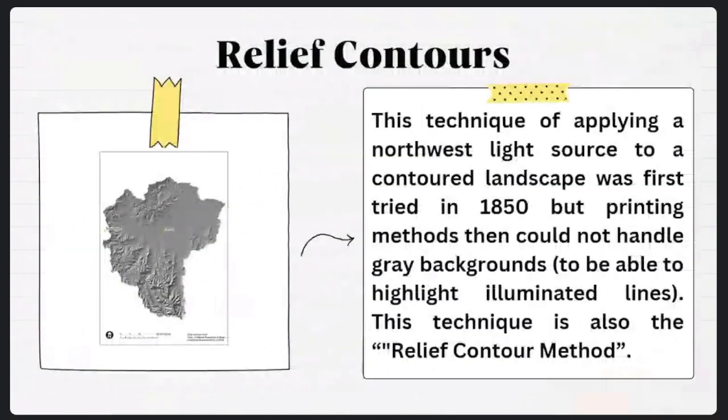Next, we have relief contours. This technique of applying a northwest light source to a contoured landscape was first tried in 1850, but printing methods then could not handle gray backgrounds to be able to highlight illuminated lines. This technique is also known as the relief contour method.